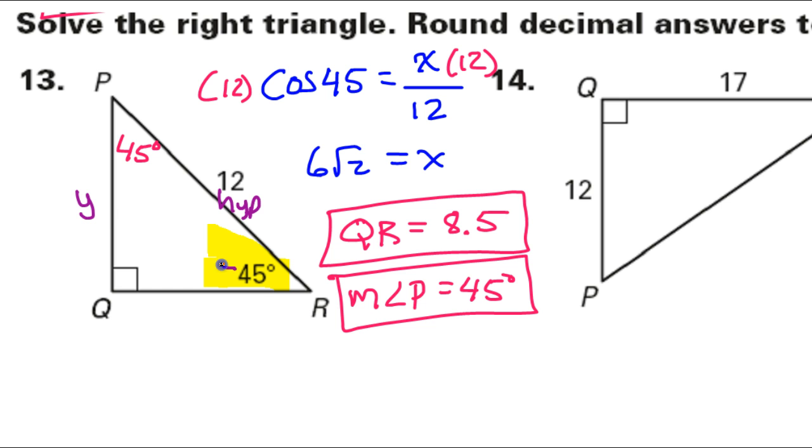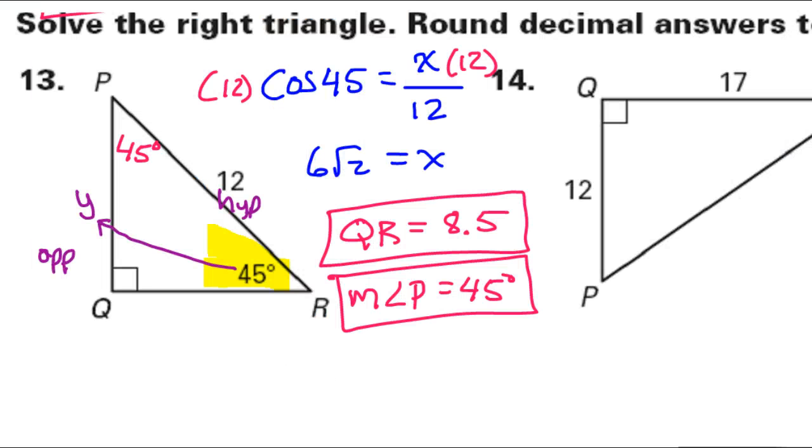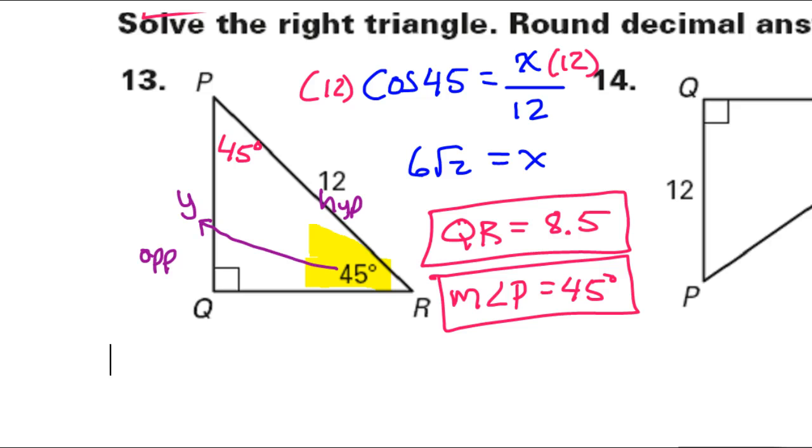Alright, now from the 45, this Y is opposite. Okay, this is the opposite leg. So I've got opposite over hypotenuse then. Opposite over hypotenuse, that's the sine function. So if I'm going to go for that, then I'm going to write this down. Sine of 45 degrees is opposite leg over hypotenuse. So that's y over 12.